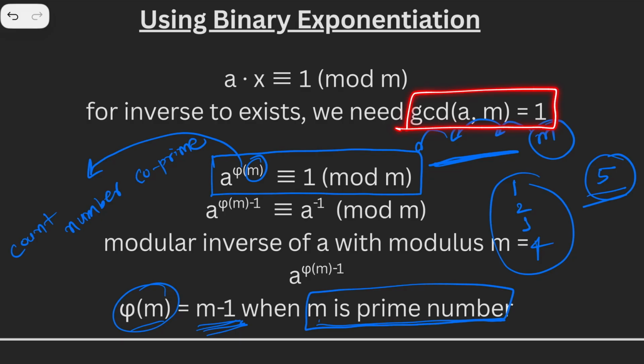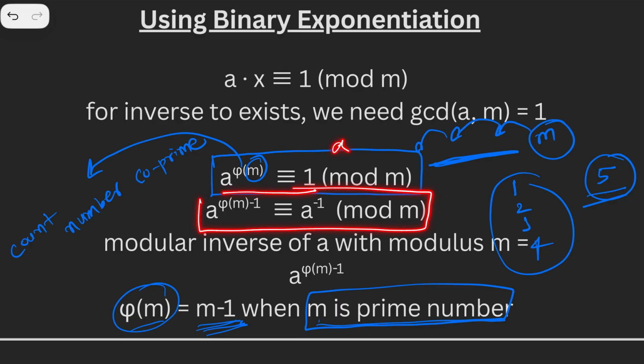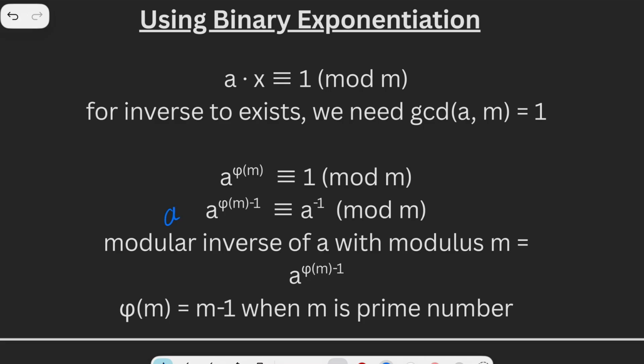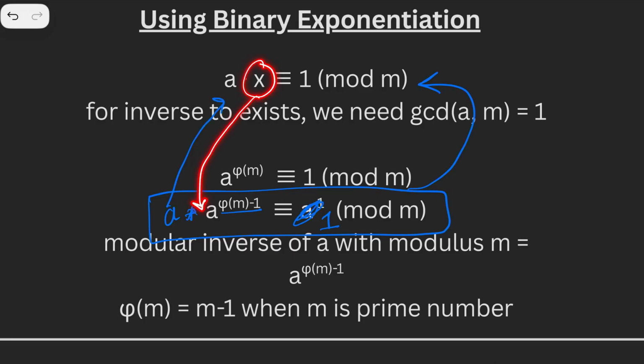If the GCD of a and m is 1, you can write something like this. Now, we can divide on both sides by a and you get something like this. We can write it as a times a to the power phi minus 1, and here you will have 1 mod m. So this and this exactly match. This a matches with this a, and your value of x is going to be a to the power phi minus 1. 1 matches with 1 mod m, right? So the value of x is going to be a to the power phi minus 1.